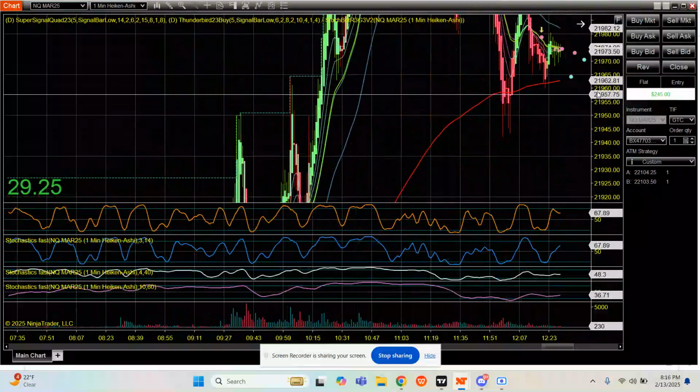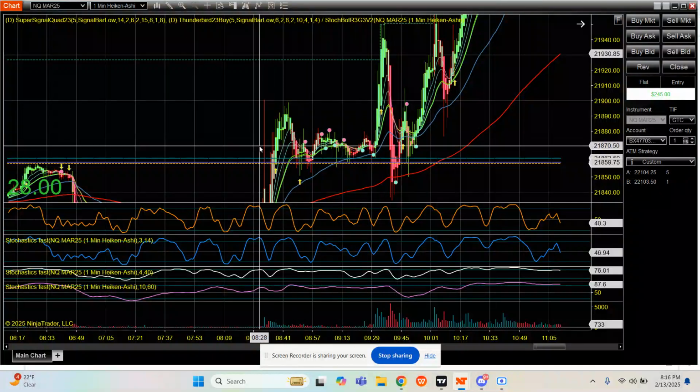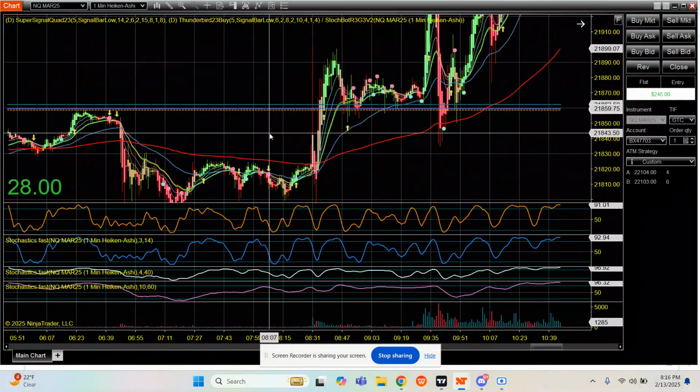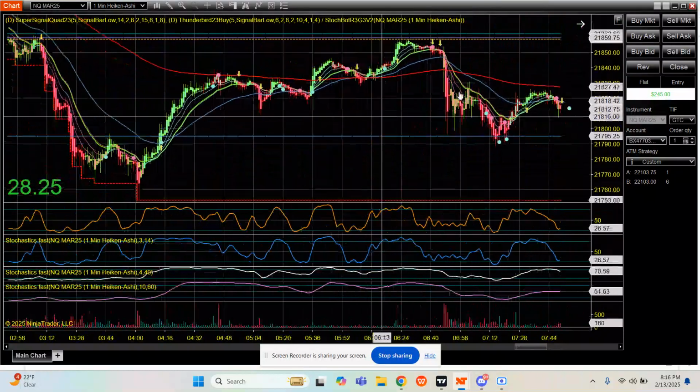How do you drag your screen like that? Because I'm having trouble doing that on mine. Hold control down. You just hold your control down and you can move the price around like this. Oh, okay. Yeah. I tried that. It didn't work. All right.